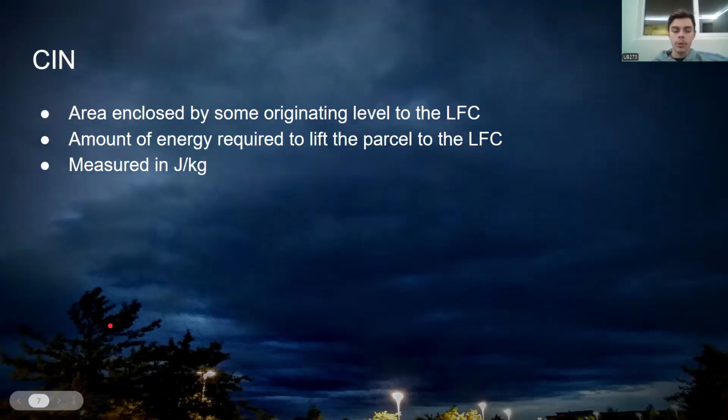CIN. Now, if you remember CIN, that's the other area that we have on our sounding. This is the area that's enclosed by some originating level to the LFC. It's the amount of energy required to lift the parcel to the LFC. It's really energy that the parcel has to overcome to get to a certain height. It's measured in joules per kilogram.